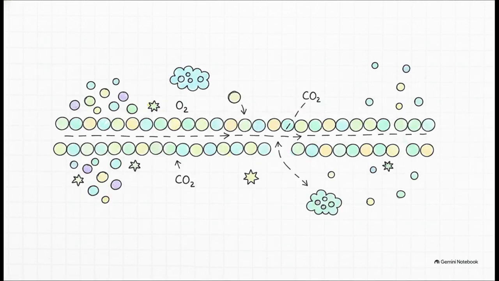Let's start with simple diffusion. This is the path of least resistance. It allows small, lipid-soluble molecules to slip right through the barrier without needing any transport proteins at all. Molecules like oxygen, carbon dioxide, and steroid hormones, they don't need a special gate. They just naturally move from an area where they're highly concentrated to an area where they're less concentrated, slipping right through that hydrophobic lipid bilayer.